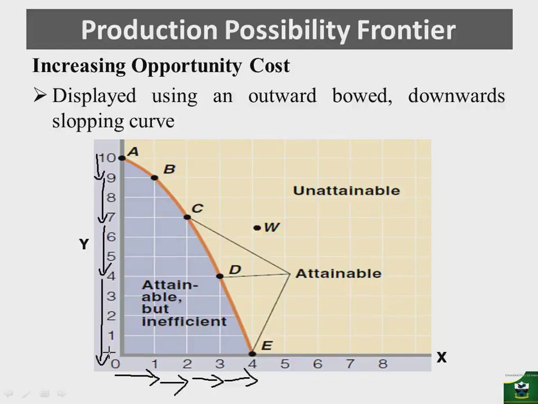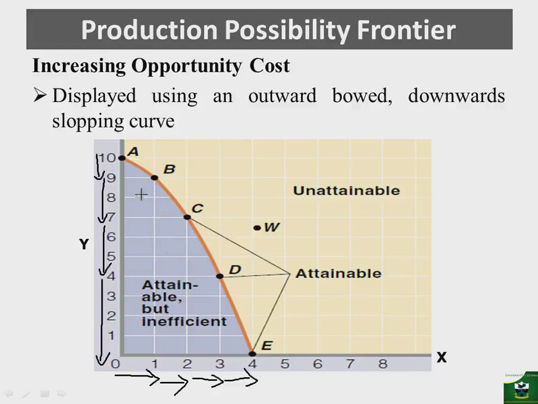Now, from this structure, it should be noted that all points inside the PPF are attainable, but they are inefficient. This is because if you are producing inside the frontier, you are underutilizing the resources. Remember the port example, that if you are producing your items below the limit, it means that you will be inefficient due to the underutilization of the port.